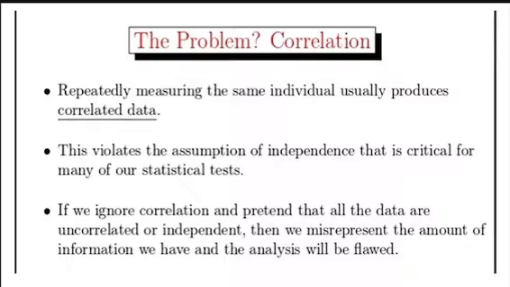And if that assumption is violated, then we need to try a different method, or we fix the problem if we don't want to mislead. Now, if we ignore the correlation and pretend that all the data are uncorrelated, when data are uncorrelated, it actually means they are independent. Okay, then what is the consequence? We misrepresent the amount of information we have, and the analysis will be flawed. We don't want that. We want to guard against that.